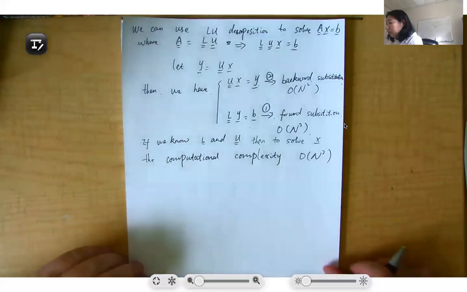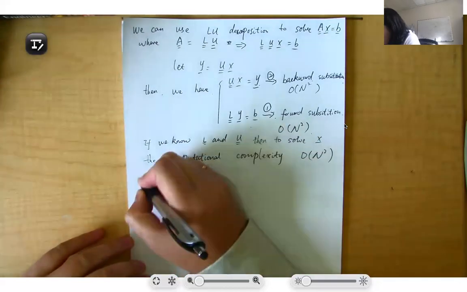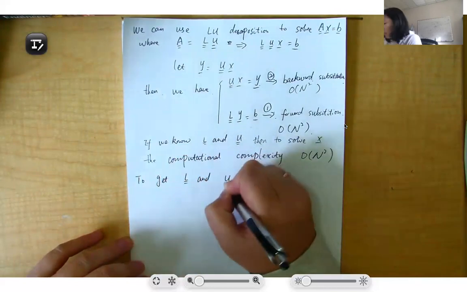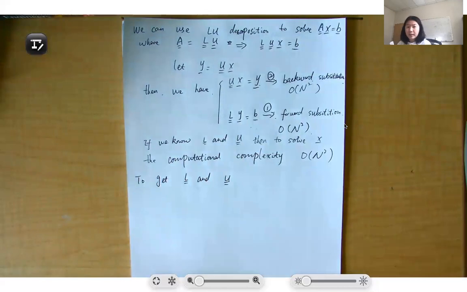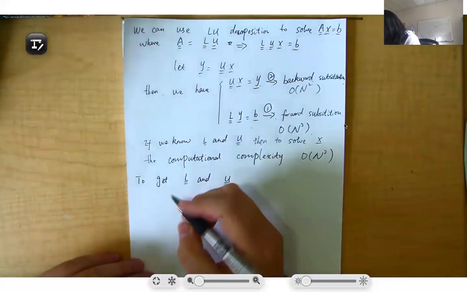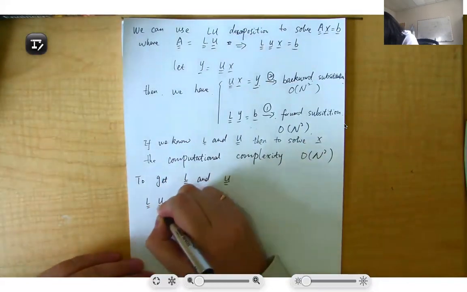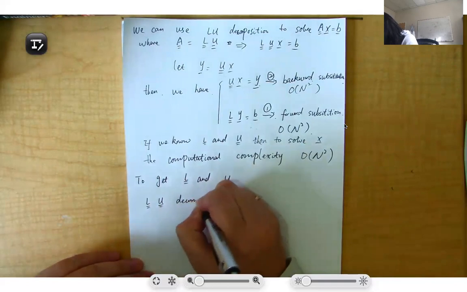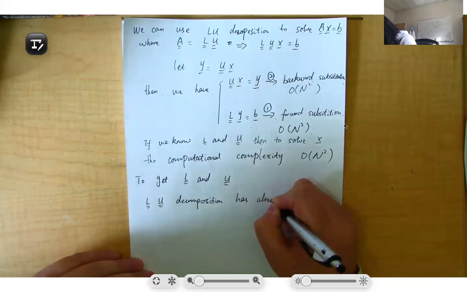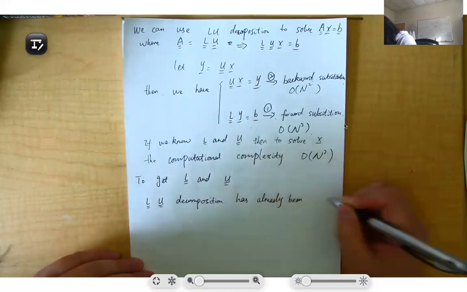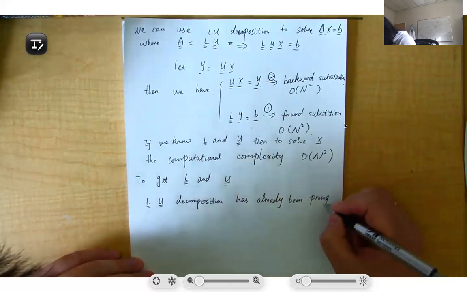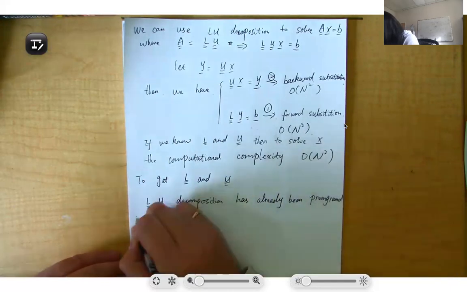So to get L and U from the A matrix, because A equals LU, in MATLAB the LU decomposition has already been programmed into MATLAB.